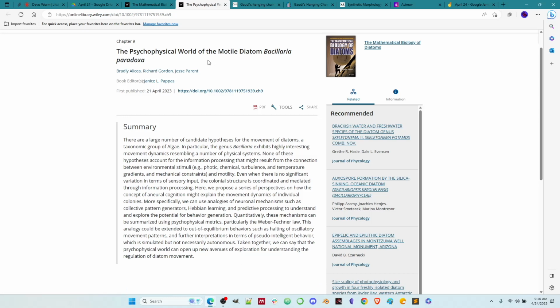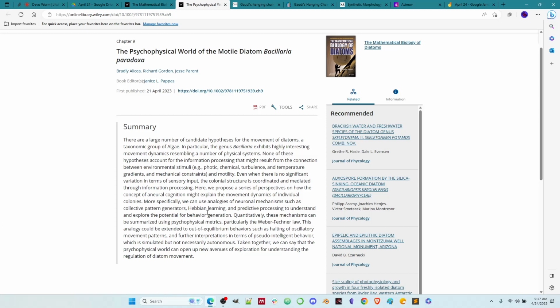In this book chapter, we talk about what we call the psychophysics, which is the response to stimuli that diatoms have, and especially this genus Basilaria, which of course is this colony of cells that moves back and forth like an accordion. And so it has this collective behavior, this movement that's very intriguing. We characterized this in the last paper. In this paper, we consider some models and some ideas of how this movement is generated.